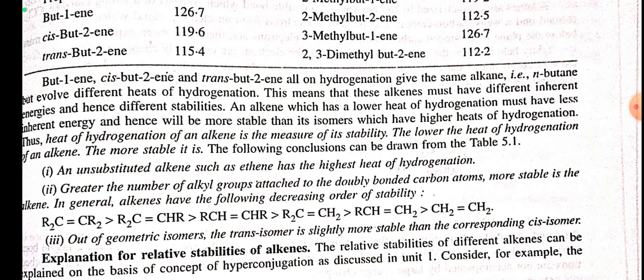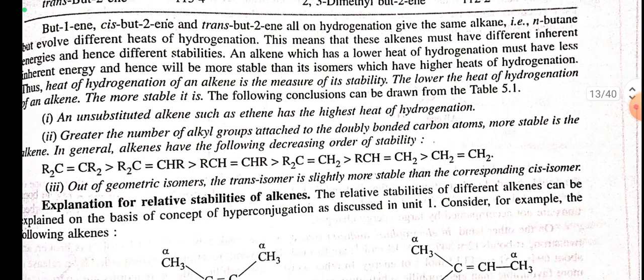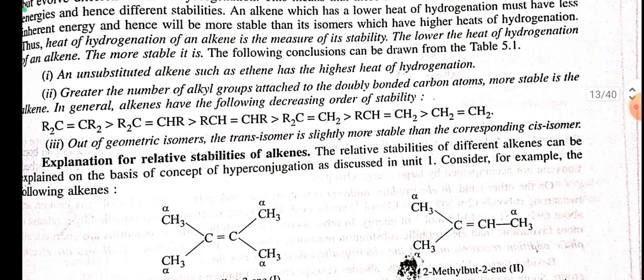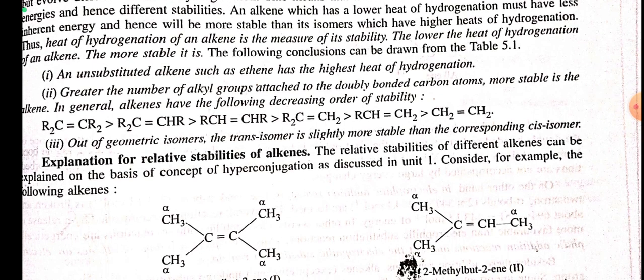An alkene which has a lower heat of hydrogenation must have less inherent energy and hence will be more stable than its isomer which has a higher heat of hydrogenation. Thus, the heat of hydrogenation of an alkene is a measure of its stability. The lower the heat of hydrogenation of an alkene, the more stable it is. The following conclusions can be drawn.